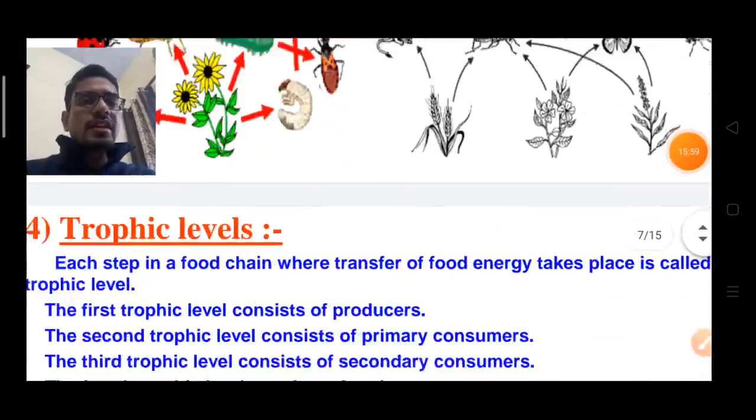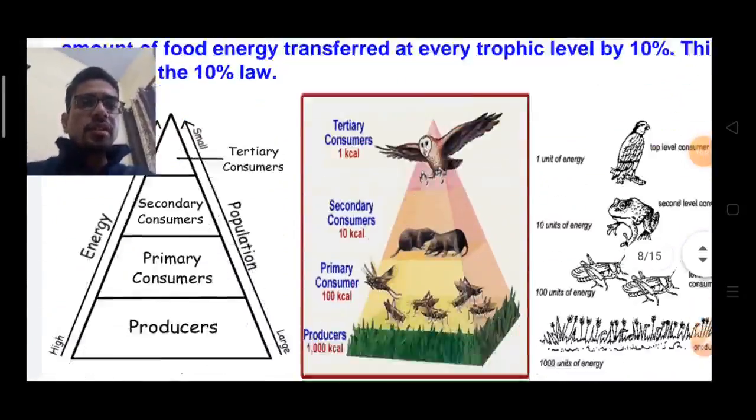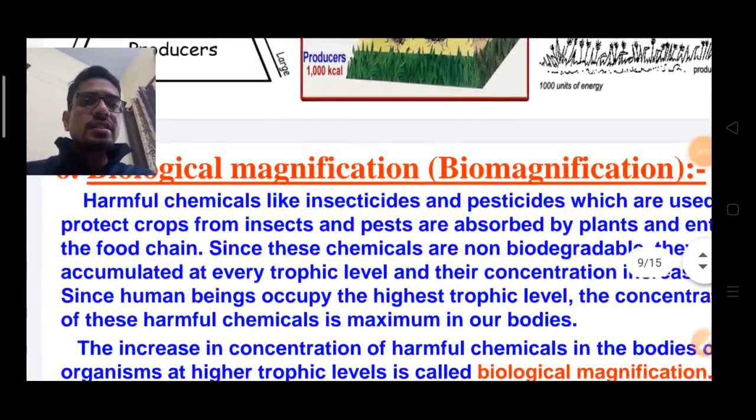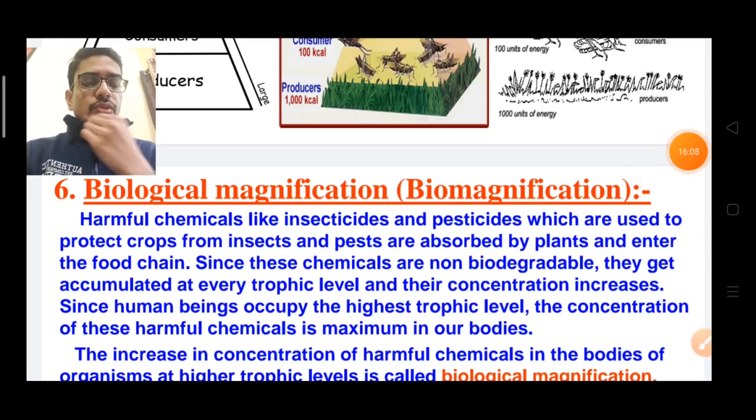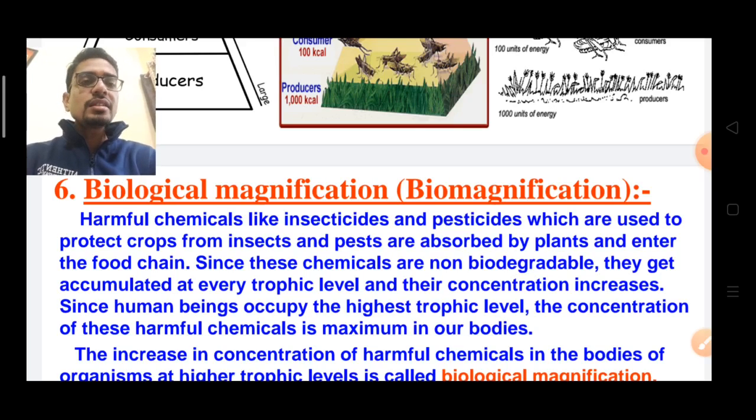So this is a very easy and basic chapter. You have to learn this very easily. What is biological magnification? Magnification, you know about magnification. It is the increase in amount or size. When something is increasing in size or amount, it is called magnification. What is increasing? Biological magnification means that in the food chain, in the trophic levels, something is magnifying, something is increasing, which is harmful chemicals, like insecticides and pesticides.